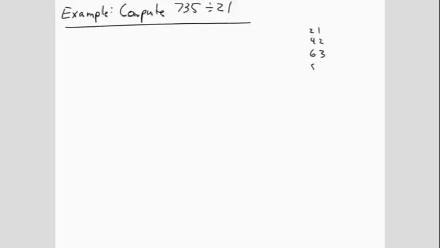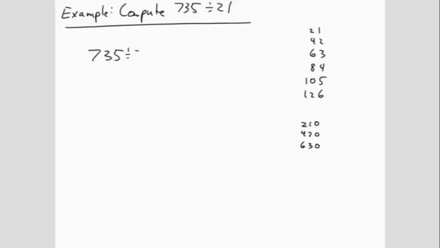Example, compute 735 divided by 21. Do not be intimidated by the size of the numbers. We will follow the same logic that we tried to apply before. 21, 42, 63, 84, 105, 126. If we keep on counting like this, it will take us a long time to get to 735. So instead of counting by 21s, we will count by 10 times that amount, or 210s. 210, 420, 630, 840. Well, except that 840 is too many, so we need to stop at 630.